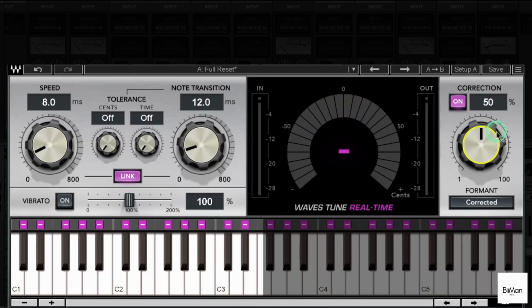And as you can also see, guys, when we reduce the correction percentage, the level of movement on the rotary knob actually reduces. If we actually switch it off, then no correction is happening.